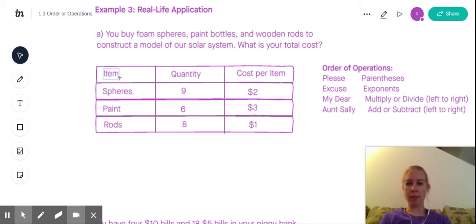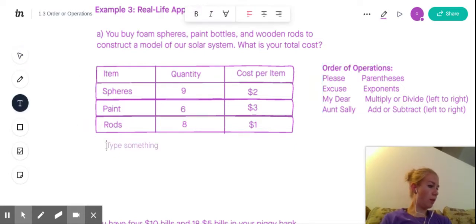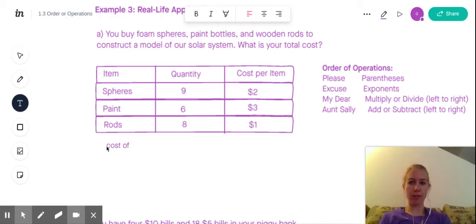So here are your items in this column: spheres, paint, rods, the quantity, how many you're buying, and the cost per item. Over here on the right, I have our order of operations just so we don't forget. So let's see, what are we buying? Let's just jot it down with words. We want to figure out the cost of, so we're buying spheres. So we're buying 9 spheres.